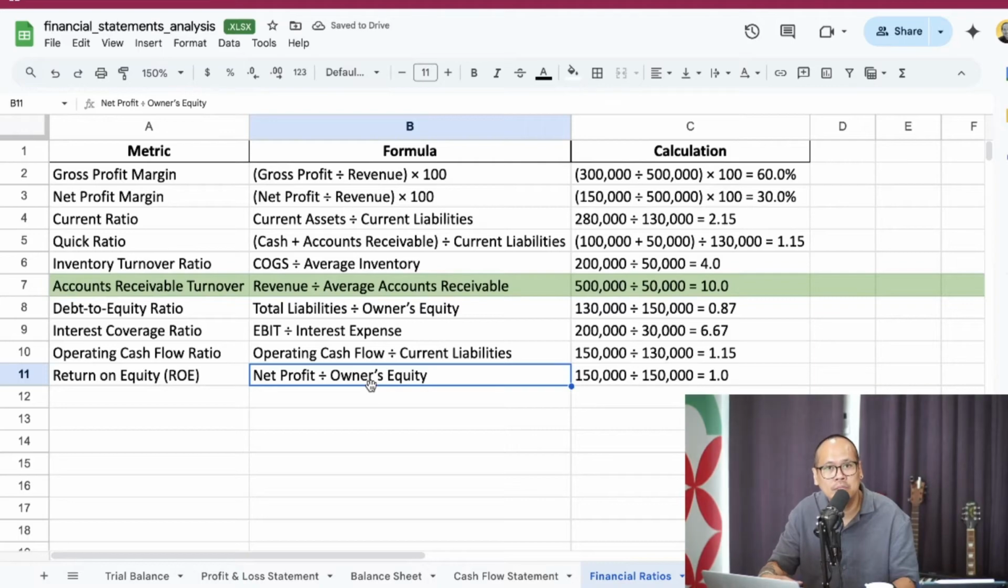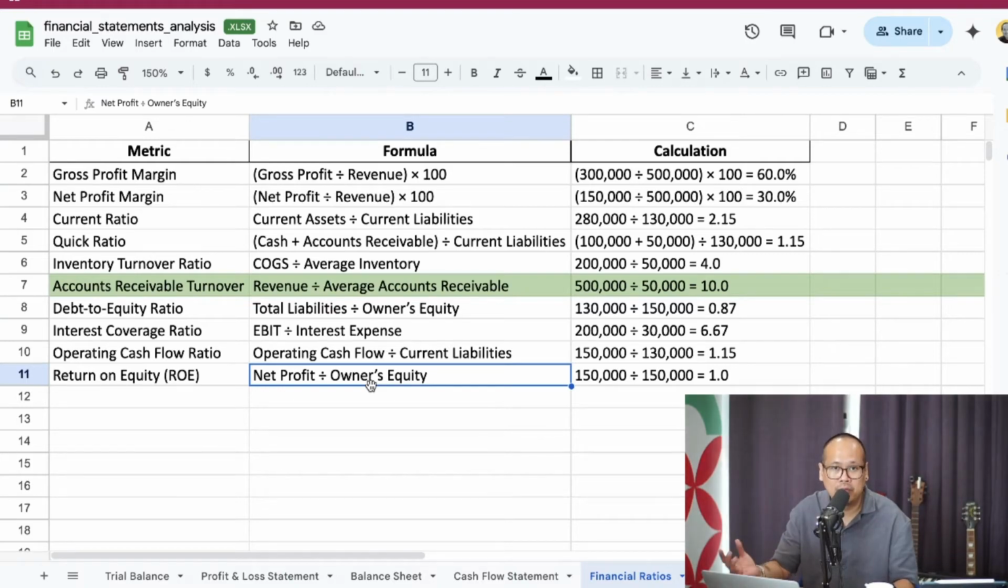So, ratio number 6 is accounts receivable turnover. The formula is revenue divided by average accounts receivable. So in this example, say we have a 500,000 accounts receivable and 50,000 average accounts receivable. So in this case, we have value of 10.0.